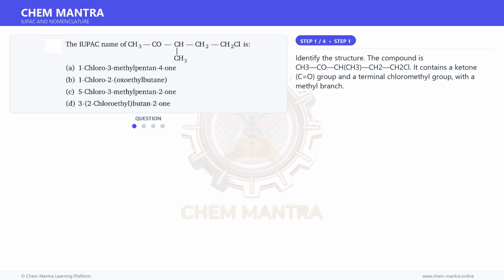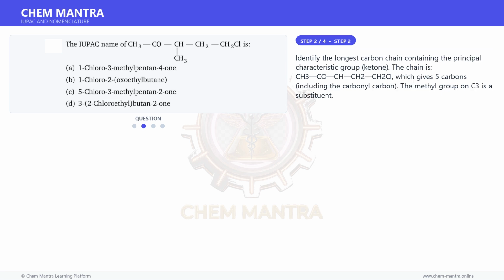Identify the structure. The compound is CH3-CH(CH3)-CH2-CH2Cl. It contains a ketone, C=O, group and a terminal chloromethyl group with a methyl branch. Moving on to the next step.